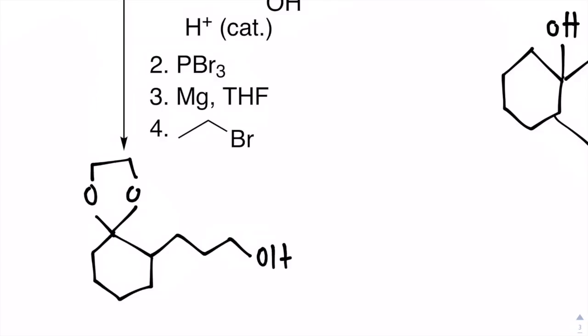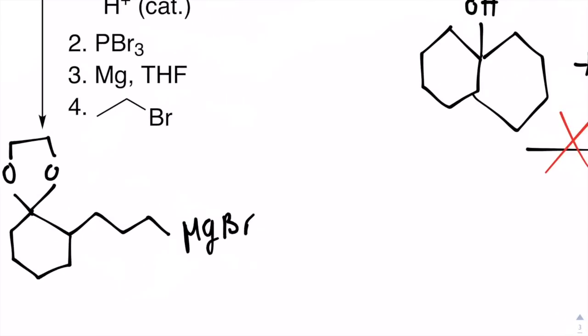What we can do now is do the same reaction that we did with PBr3. I'm just going to erase here to save some time. That's going to turn it into Br. And then the next step is using pure magnesium, so I can just erase that and replace it with MgBr. Now I can use that alkyl halide and do nucleophilic attack to extend the carbon chain.